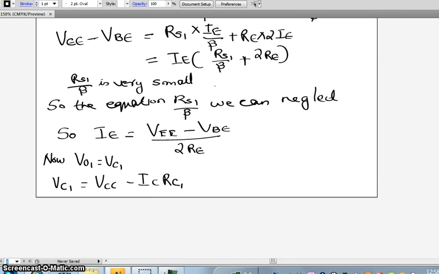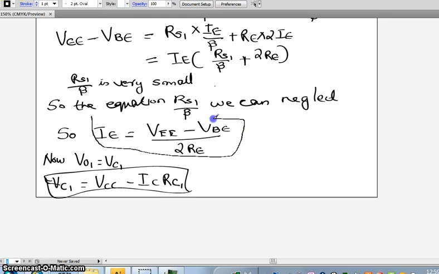So that is the DC analysis. For the DC analysis, you should remember these two equations. One is this one and this is also important. These two relations you should remember in the case of DC analysis.